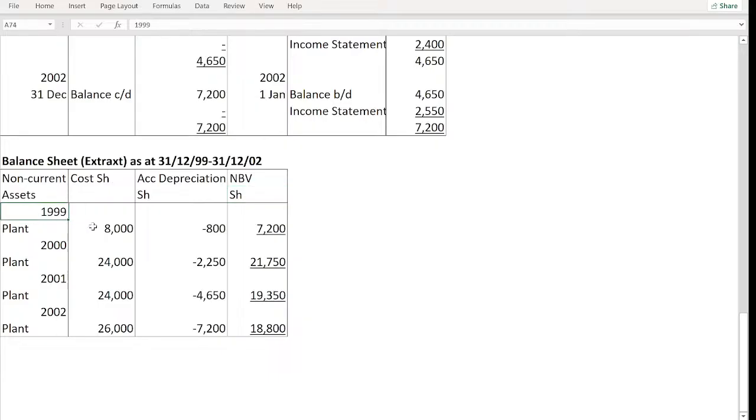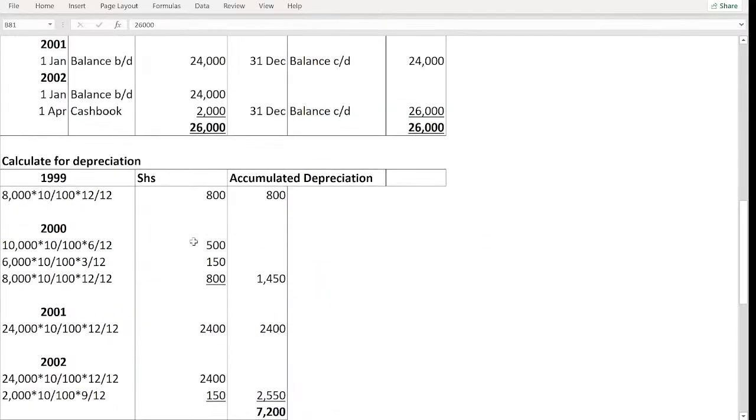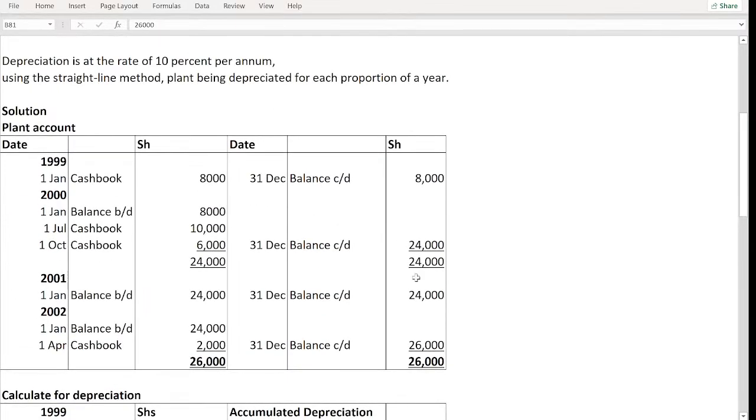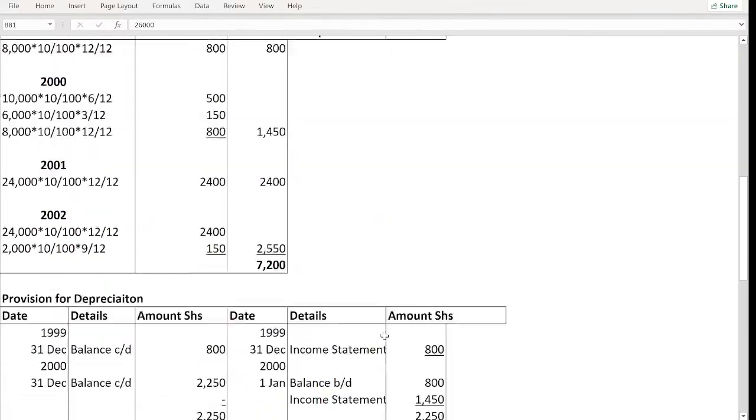So in 1999, the plant we bought was for 8,000. In 2000, the plant accumulated total cost was 24,000. In 2001, we never bought anything, the total cost was 24,000, and as well in 2002 the total cost was 26,000. So we are getting this from the plant account. If you can remember the plant account that we generated in our first question, this one. So these are the plant account or the costs that we are looking at.